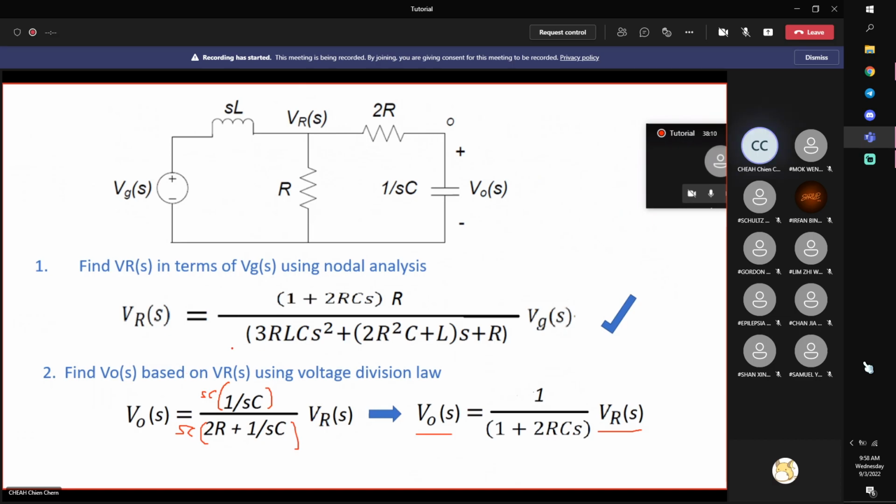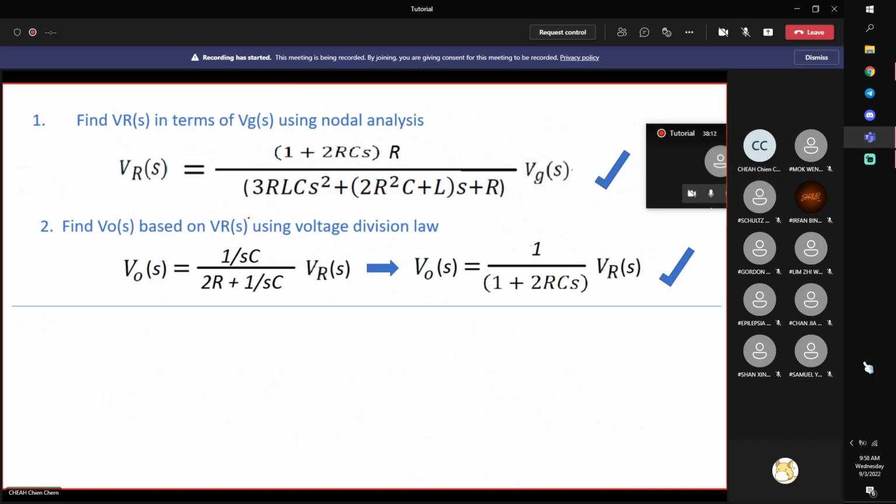Okay, I'll reproduce these two equations here. And now you can see the meaning of doing all this. Right? First, I find VR in terms of VG. Right? In terms of VG. Then I relate my output in terms of VR. Okay, after that, you can see that what you need to do is to just put this into here.